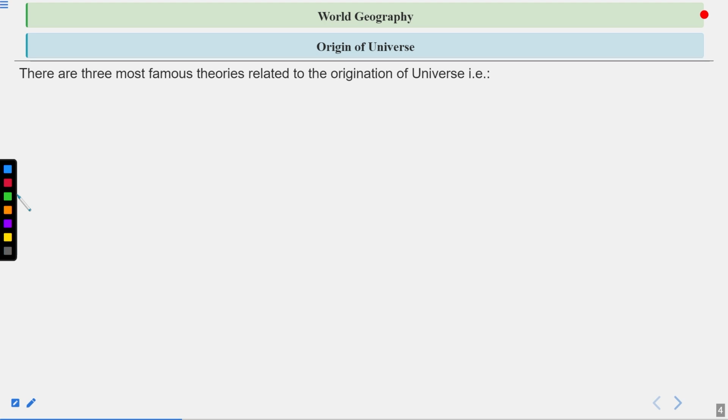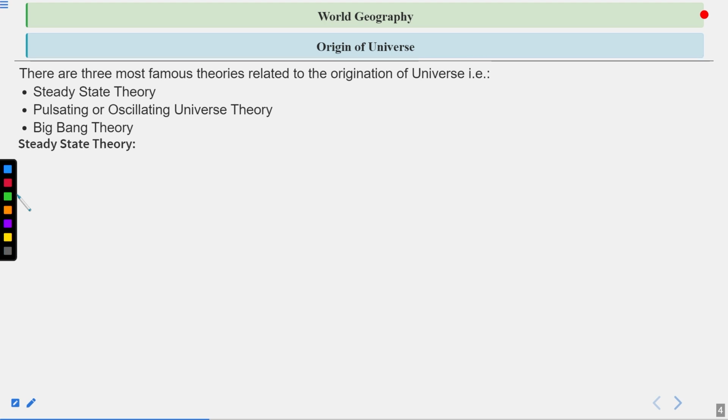There are three most famous theories related to the origination of the universe. Whenever we learn about the origin of the universe, we know that the most accepted theory right now is the Big Bang theory. But let's learn about other theories as well. First is the steady state theory, then the pulsating or oscillating universe theory, then the Big Bang theory. So these are the three theories of the origin of the universe.